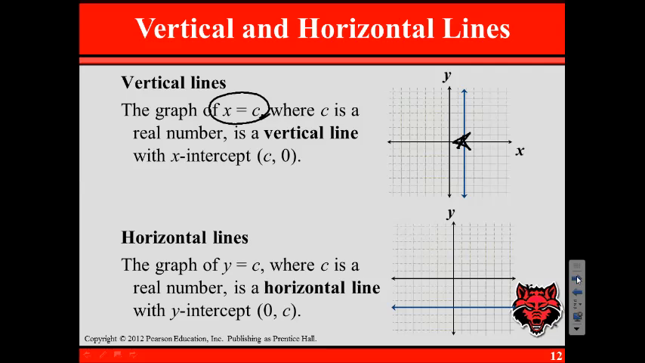Likewise, horizontal lines have the graph y equals a number. Horizontal lines will only have one intercept. Because they are horizontal lines, they will touch the vertical axis one time. So they will have only a y-intercept.